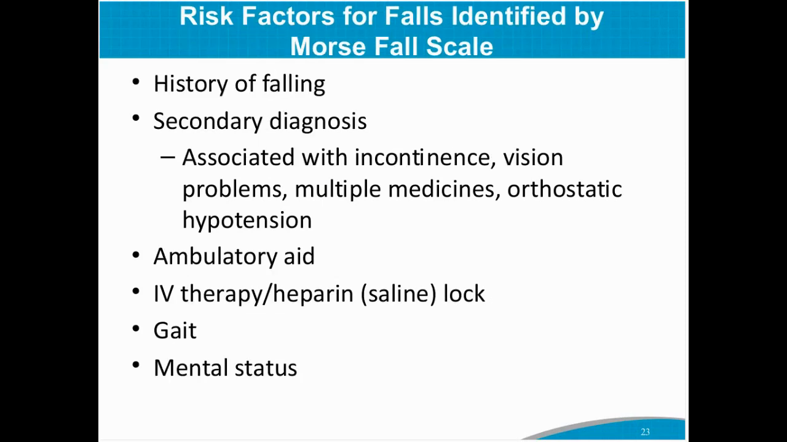So what are the risk factors for falls identified by the Morse Fall Scale? The first is history of falling. The second is secondary diagnosis or comorbidity. The third is ambulatory aid. The fourth is IV therapy or heparin lock. The fifth is gait. And the sixth is mental status. And we'll go through each of these in detail over the next few minutes.